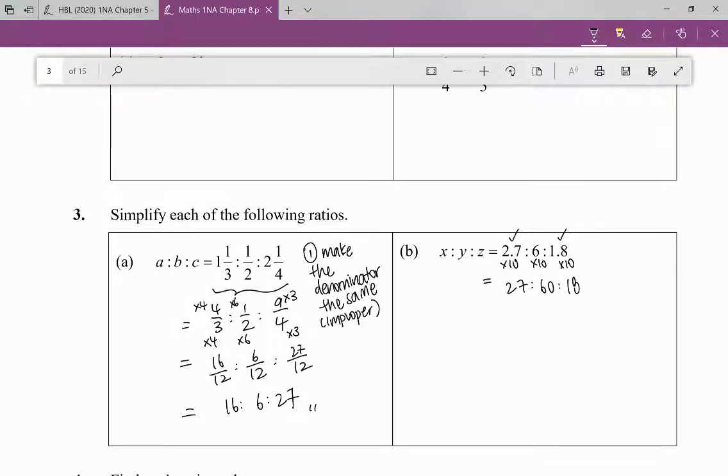So I'm going to divide by 3 throughout. I'll get 9 is to 20 is to 6. Can I reduce further? No. Okay, so this is the answer.